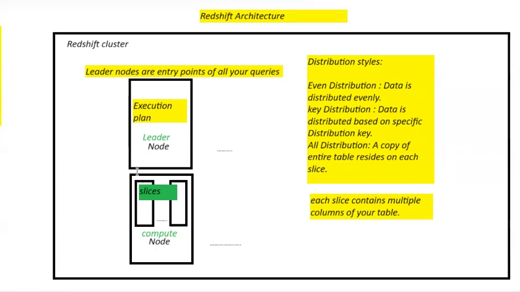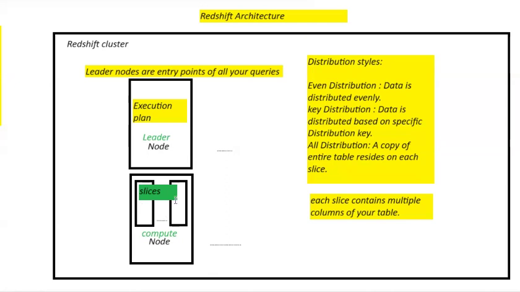In parallel. In simple words, this leader node distributes the broken-down tasks equally across compute nodes. Under the execution plan, this leader node breaks down the tasks. The query given will be broken down into tasks by the leader node. Then based on the execution plan, the leader node will distribute the broken-down tasks equally to the compute nodes. You can remember it as equally to slices.